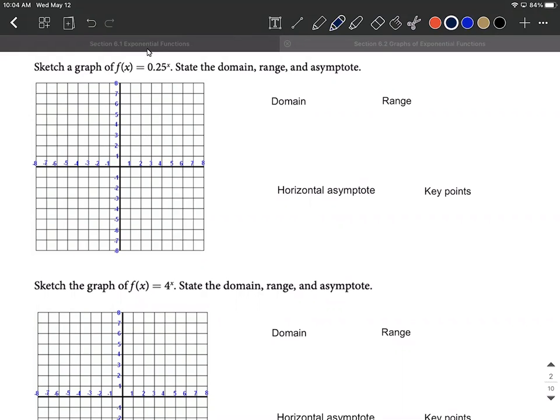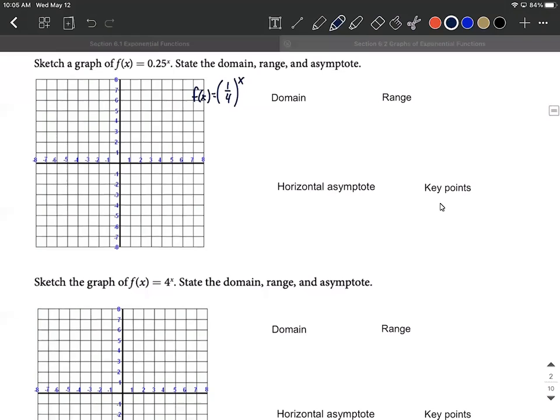instead of 0.25. An equivalent thing would be 1/4, which is the same thing as 0.25, raised to the x power. So this is the same thing as our original f of x. It's just rewritten slightly differently. All right, so from this, let's identify some key points to begin with.